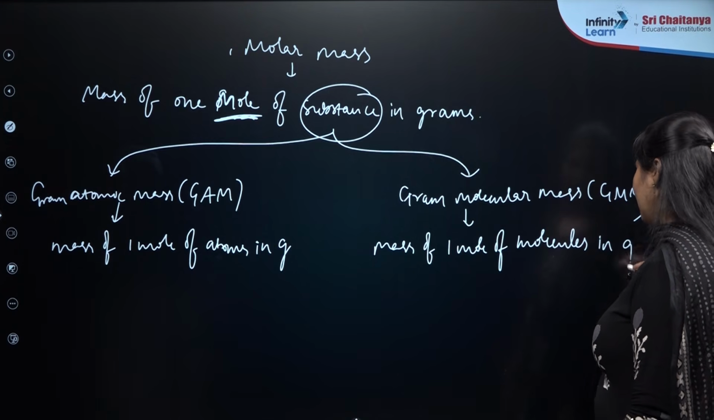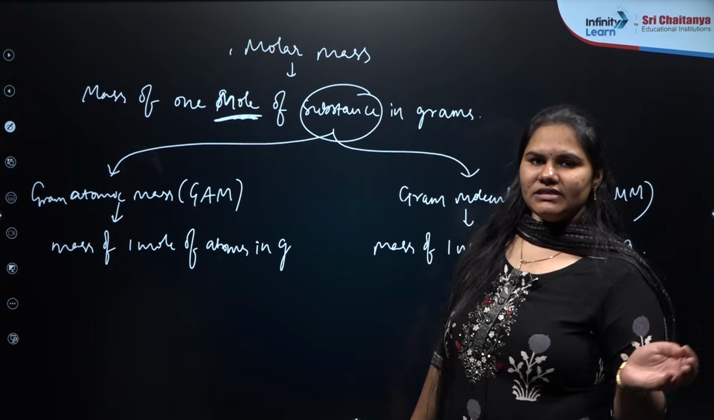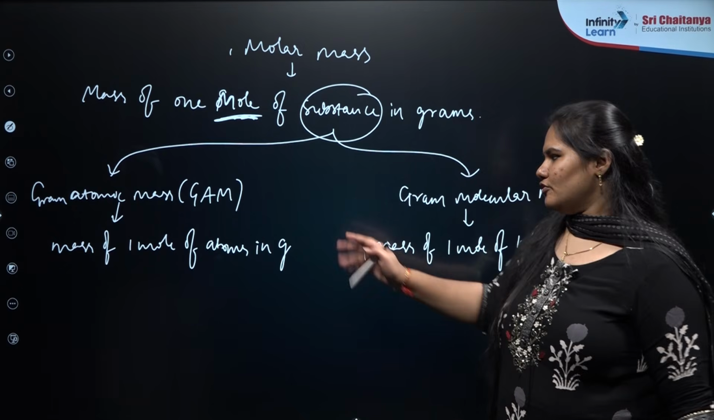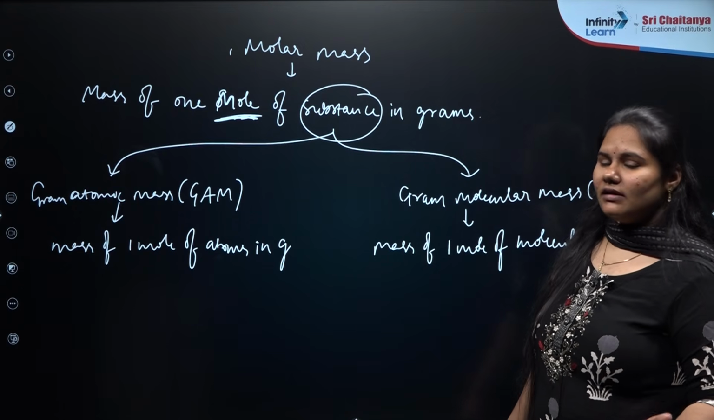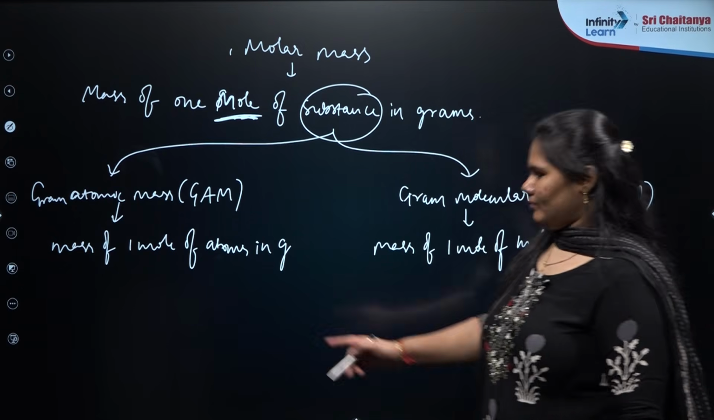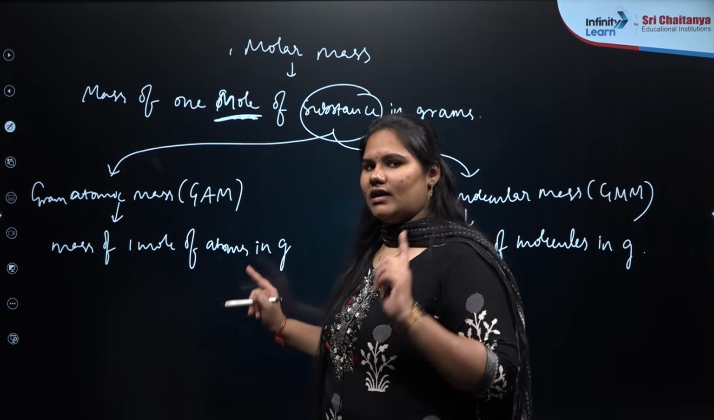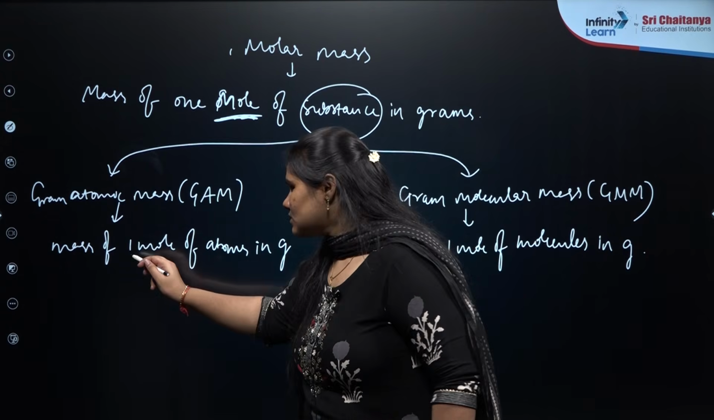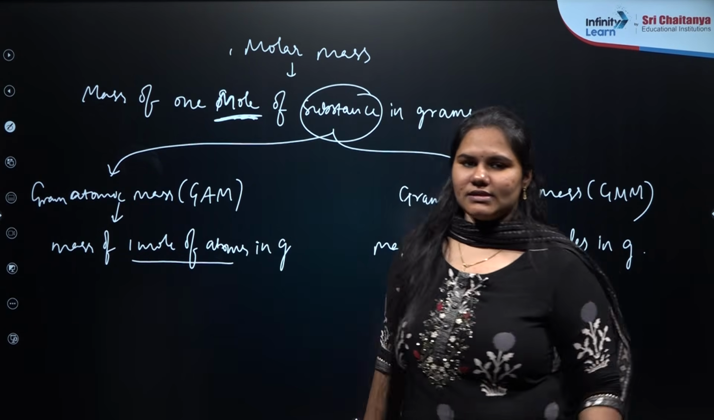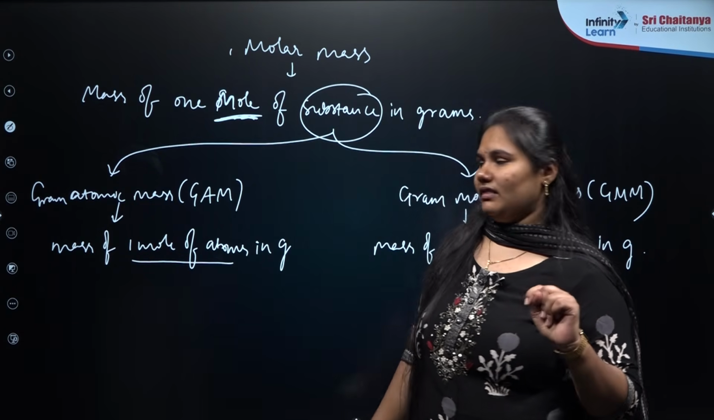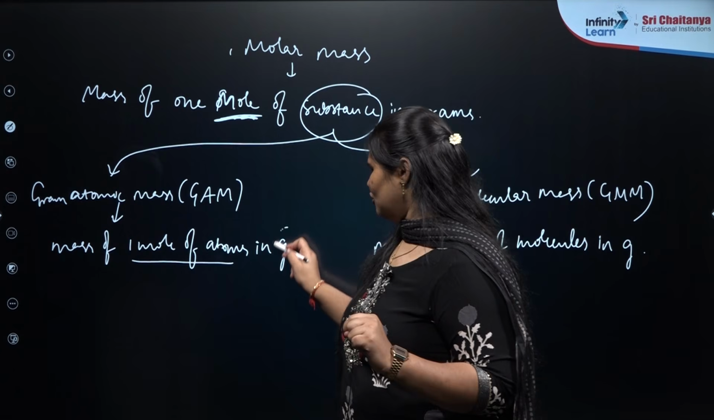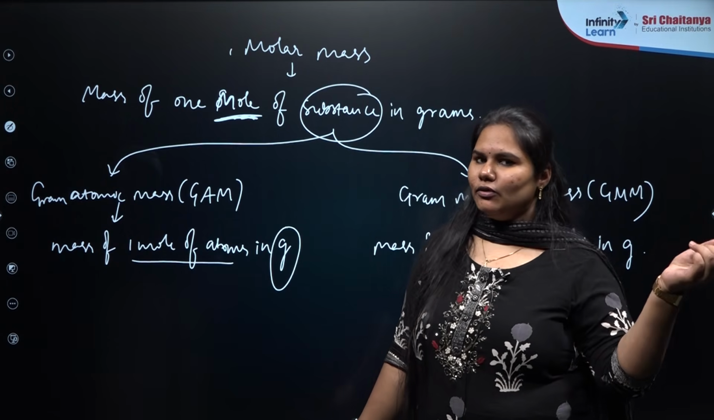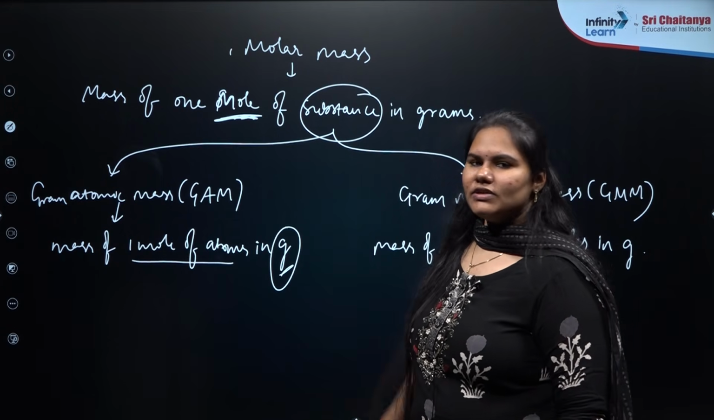Okay, now you take the atomic mass definition and molecular mass definition to here. What did I say? Atomic mass definition: mass of 1 atom. Gram atomic mass, what am I saying? Mass of 1 mole of atoms. That's the first difference. And the second difference: atomic mass units are AMU there, and gram atomic mass units are grams.